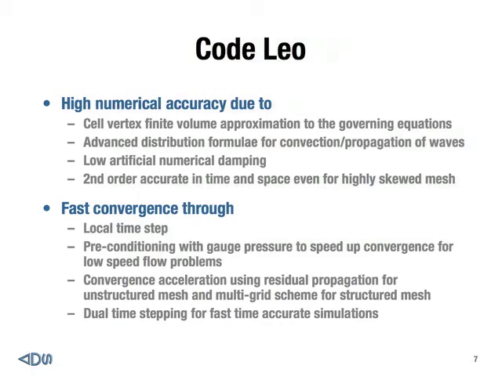Then there's convergence acceleration. We use the pretty common practice, local time step. And we use preconditioning, with gauge pressure, which assures us to go to very low Mach number with accuracy. On top of it, we have 2 convergence acceleration procedures. One is for multi-block structured mesh, another used for the unstructured mesh.